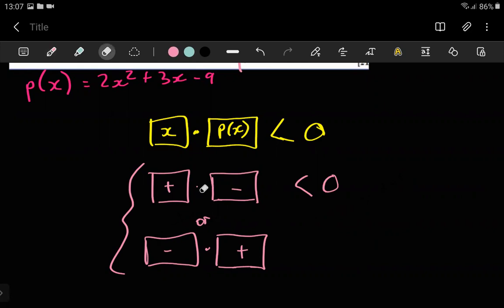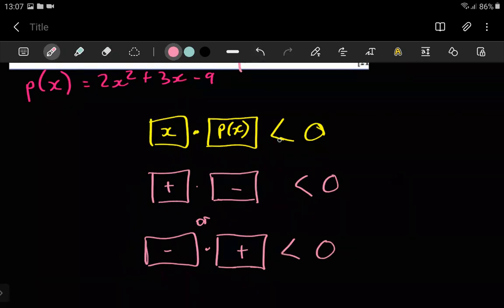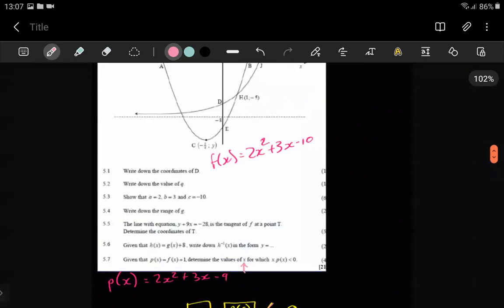You see, for your number on the left to be smaller than 0, one of them has to be a negative, because for you to get something smaller than 0, you'll always have to say a positive number times a negative one, or a negative number times a positive one. Does that make sense? Yes, yes. Yeah. So that's the first thing we want to keep in mind.